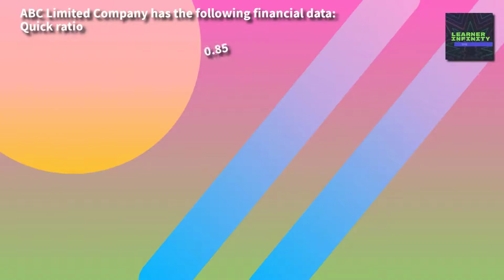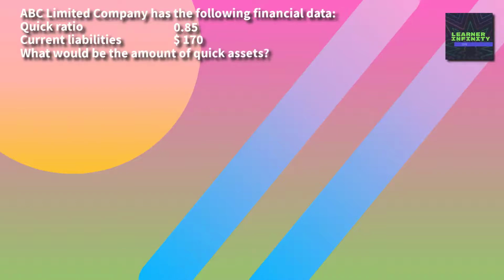Now, let's solve this problem. ABC Limited Company has the following financial data: quick ratio of 0.85 and current liabilities of $170. What will be the amount of quick assets? To answer this question, we have to use transposition in algebra. There are two ways to do transposition. We can call the first method as transfer, then change the sign.